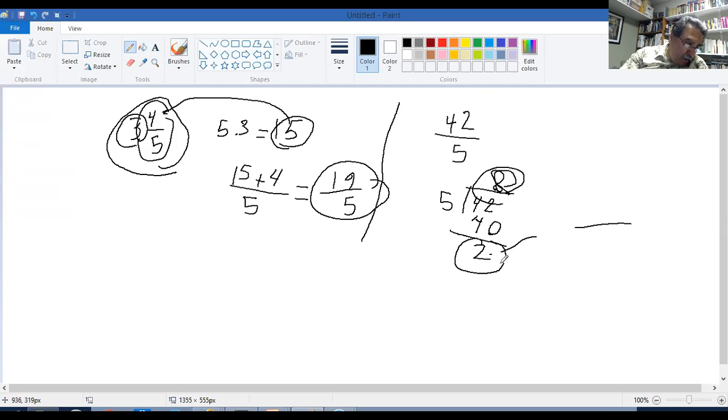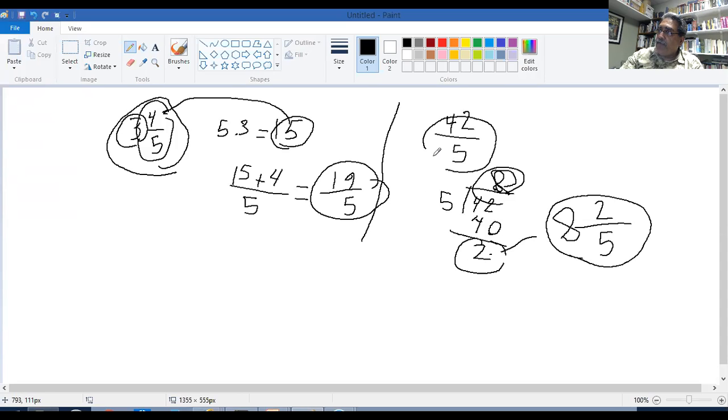The remainder goes to the numerator. Then the quotient becomes the number right here. Okay, and then the number that we were dividing by, 5, the denominator stays the same. So this is the mixed number. This is the improper fraction. We converted that to a mixed number. All right.